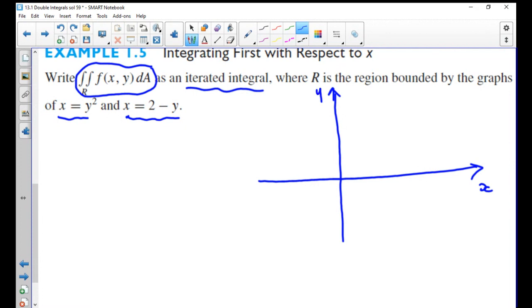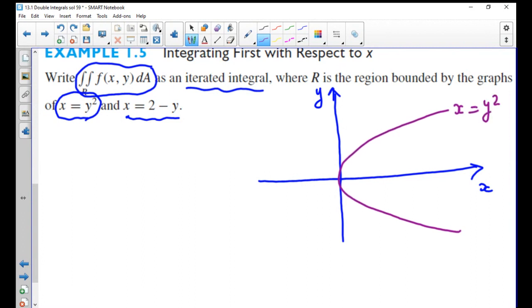X, y, like this. So we have two curves, x equal y squared. What do you think the graph of x equal y squared is? It's a parabola, but the axis of the parabola is x. Yes, so it's going to be a graph like this. This is the graph x equal y squared. All right. And then x equal 2 minus y.